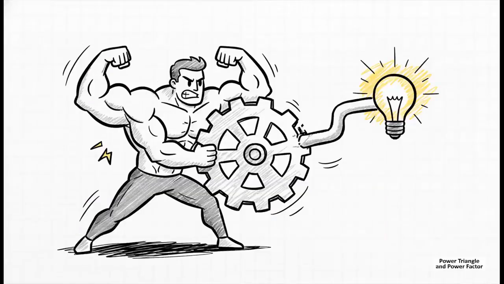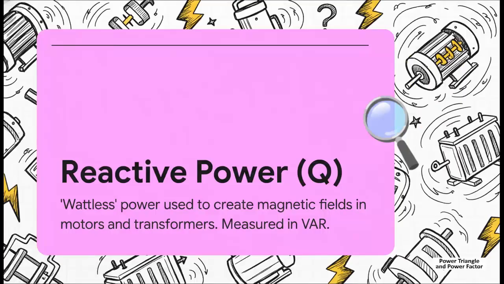So a great way to think of real power is as the worker. It's the muscle of the team, right? It's the part that's physically moving the load and actually making things happen. All effort, all results. Okay, next up, we have a much more mysterious character, reactive power, or Q.